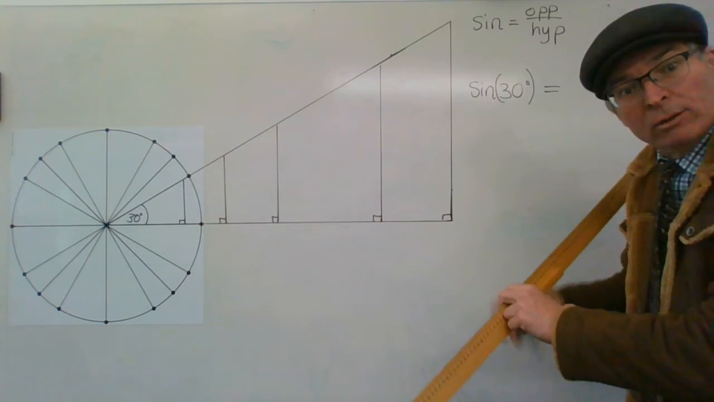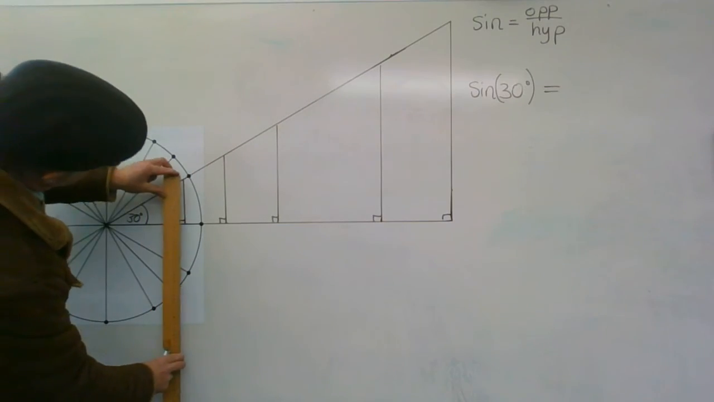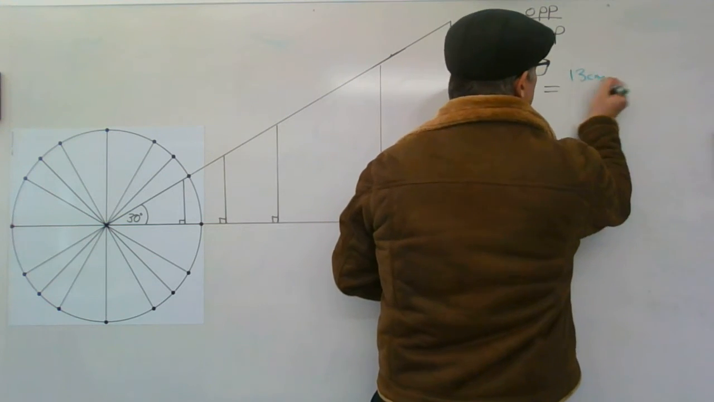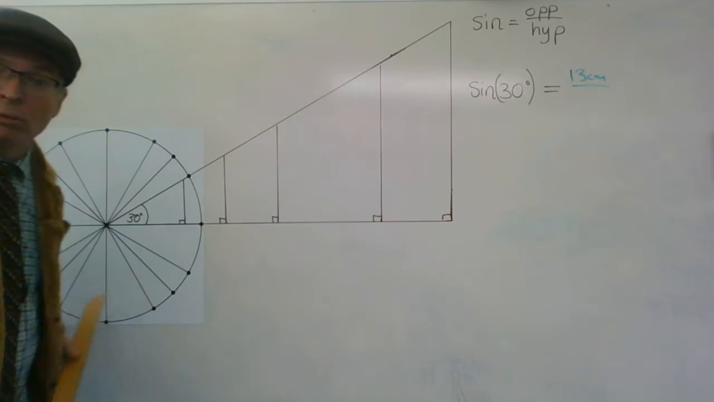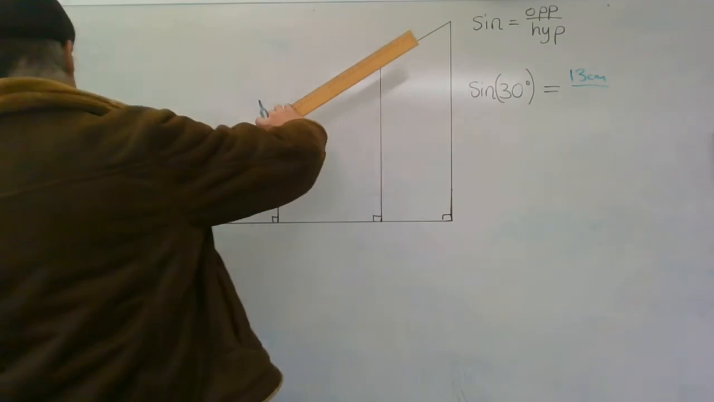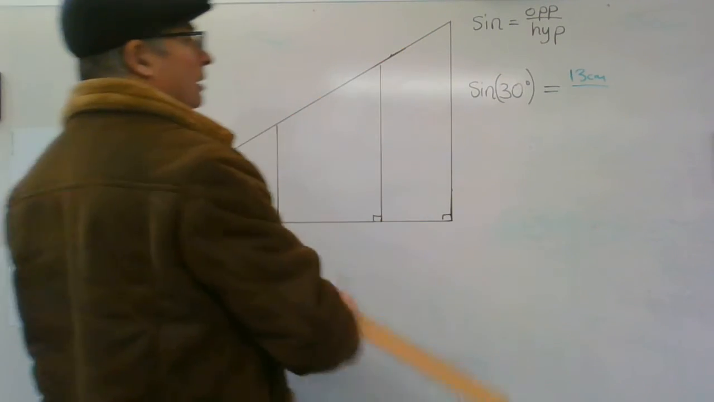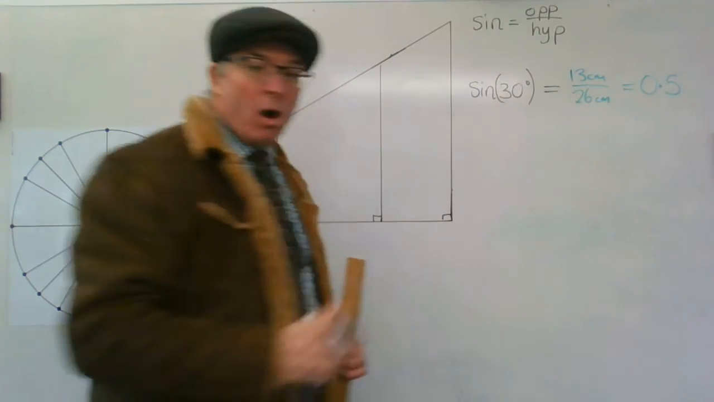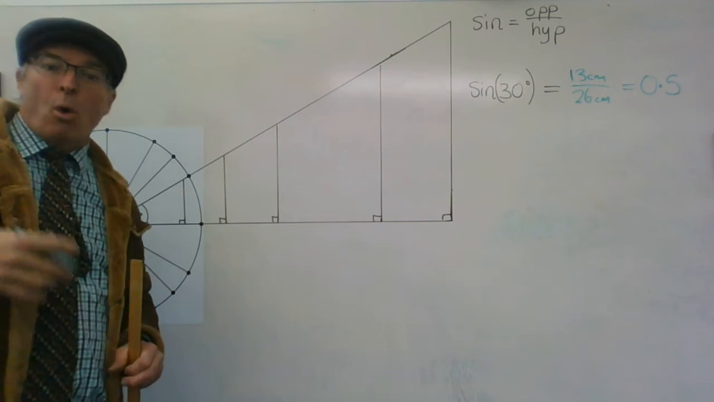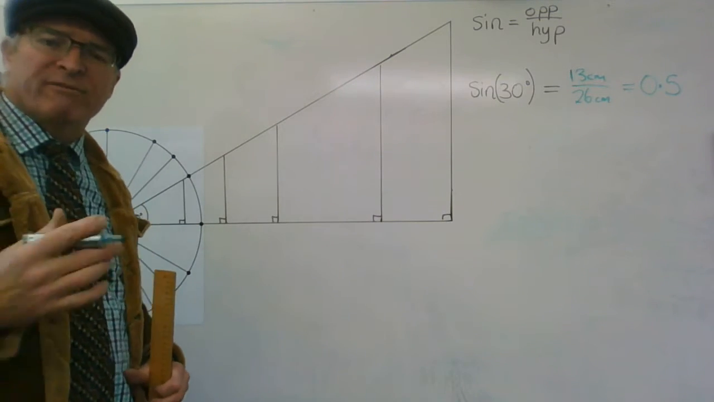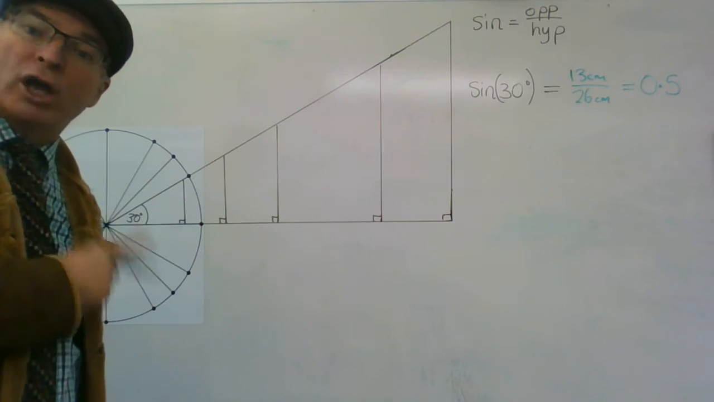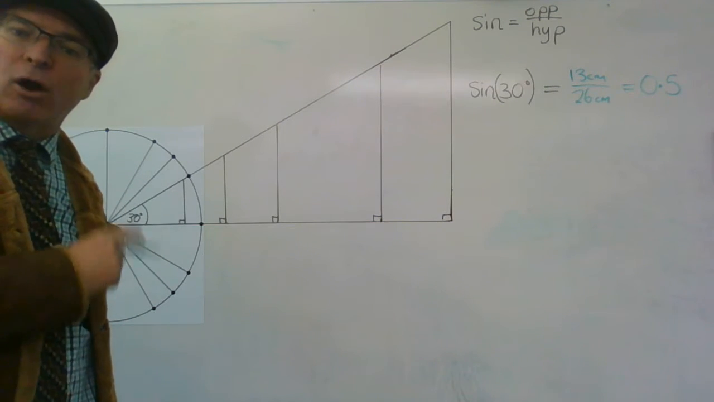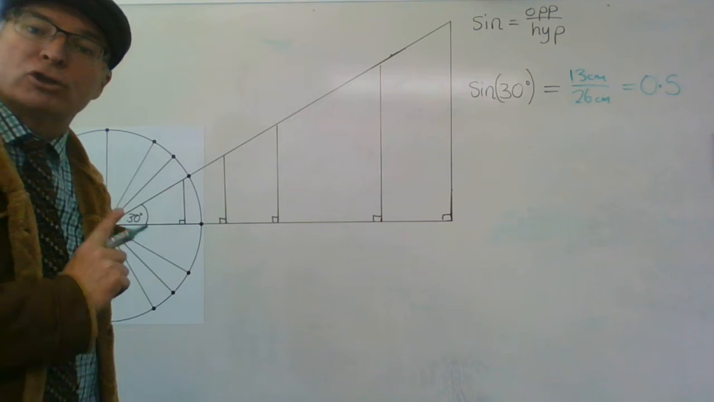Starting with the small triangle, the opposite side is 13 centimetres. The hypotenuse of the small right angle triangle with 30 degrees in it is 26. So I'm saying from that measurement that always I should get 0.5 for a right angle triangle with 30 degrees in it as the angle that I'm interested in. If that's my reference angle, then the opposite of 30 degrees divided by the hypotenuse should always be 0.5.